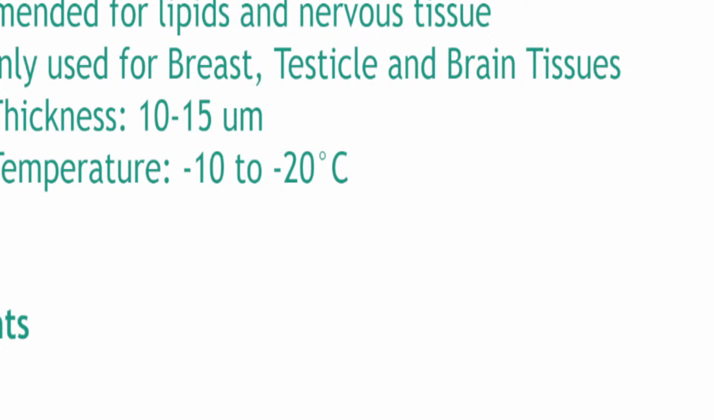And look at it this way, class. Pag bone tissue ang ginamitan ko ng frozen section, sa tingin nyo makakat ko? Di ba hindi? Kaya tingnan nyo, mainly used for breast, testicle, and brain tissues. Anong pinagkaiba nila amongst the other types of tissues? Mataas yung lipid content niya. Kaya nga recommended for lipids and nervous tissue. Kasi pag na-frozen siya, pag kinat natin, hindi ganoon kalaki yung damage sa microtome knife natin.